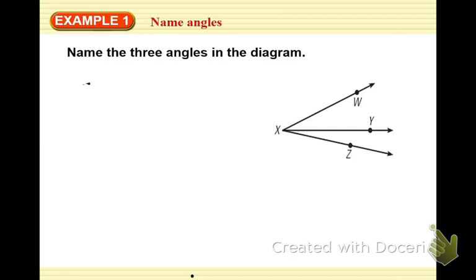Sometimes it's supposed to be a little arc through an angle symbol. Sometimes you'll see that arc, sometimes you won't. It'll just be the angle symbol. WXZ, which is typically the one that people sort of lose sight of. So good. That's one. How about another one?